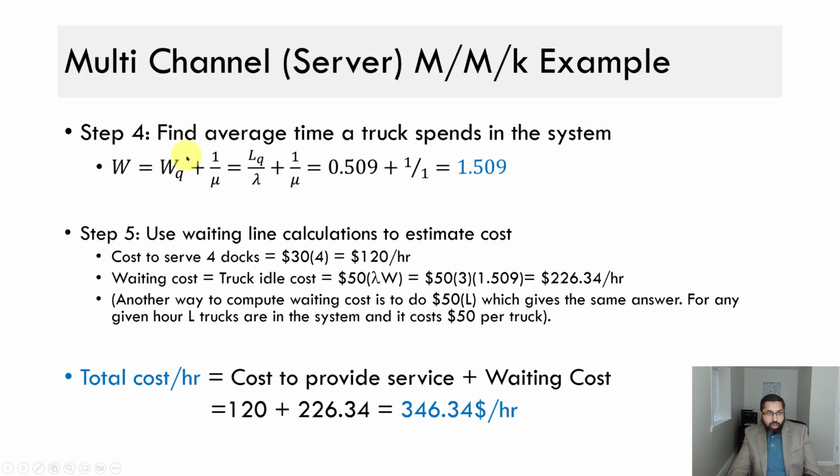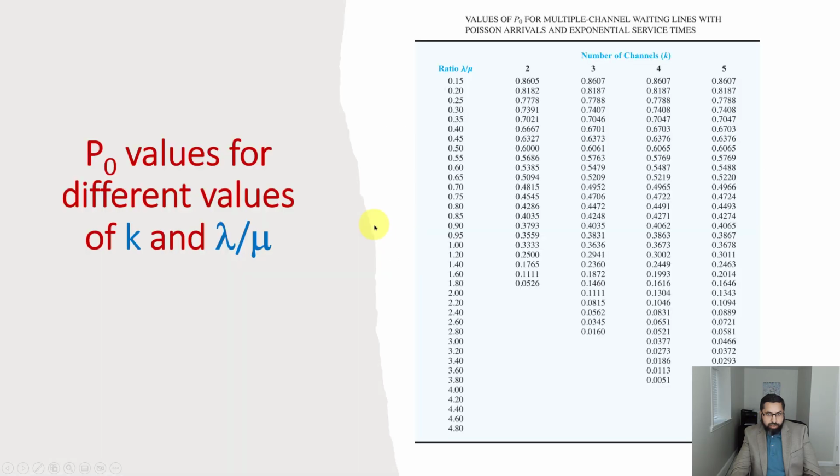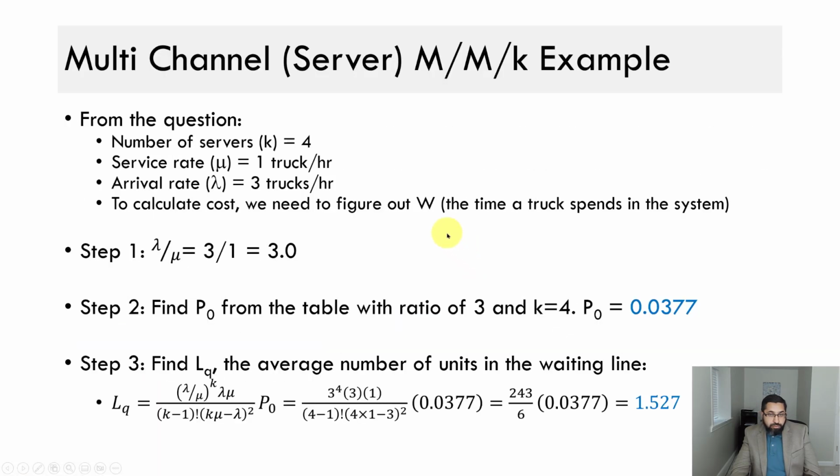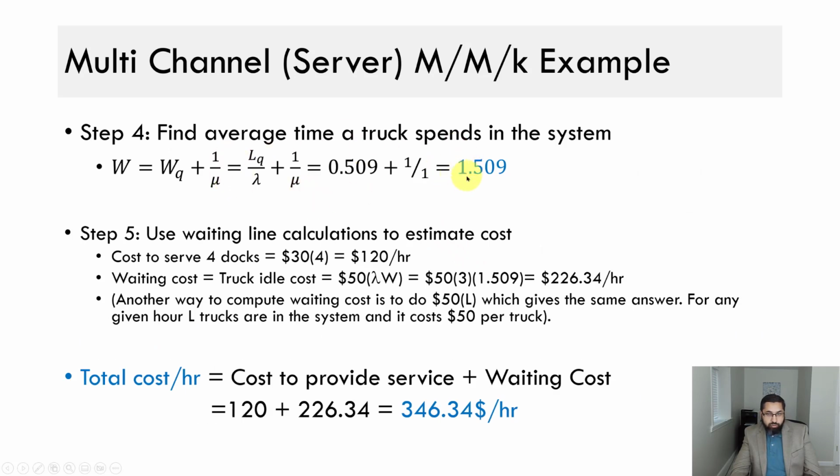Then we can calculate the total time spent in the system by the truck, which is time spent waiting, WQ, plus 1 over mu. WQ is just LQ over lambda. How? We know that from this slide. WQ is LQ over lambda. And so you can replace WQ by LQ over lambda here, and then add 1 over mu to get W. So we do that to find W. So 1.509 hours is what a truck spends at the warehouse, either waiting, about half an hour waiting, and then 1 hour being offloaded. Okay.